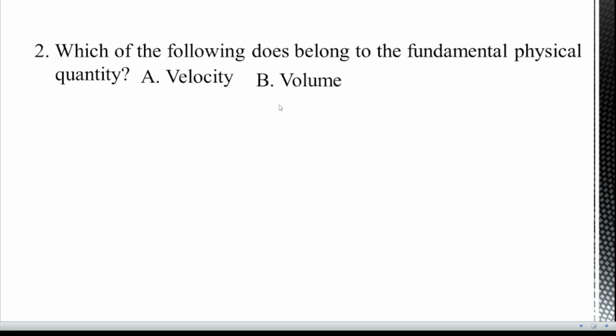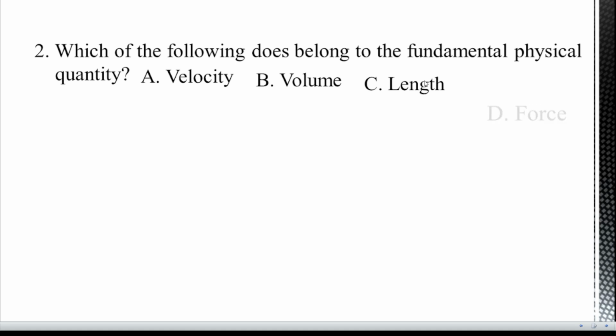B, volume. Volume is a derived physical quantity, and it is a scalar physical quantity. Volume is the combination of three fundamental physical quantities. Length times length times length yields a volume, and hence volume does not belong to the fundamental physical quantities. C, length, is one of the fundamental physical quantities, and so length does belong to the fundamental physical quantities.